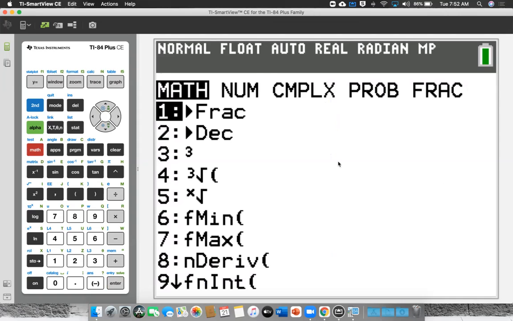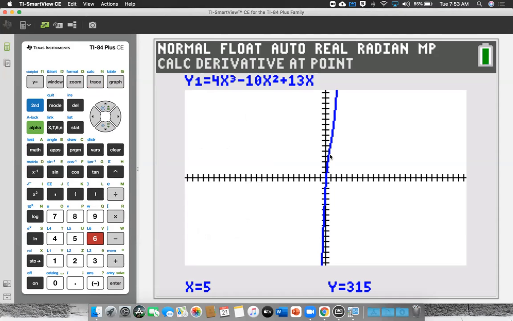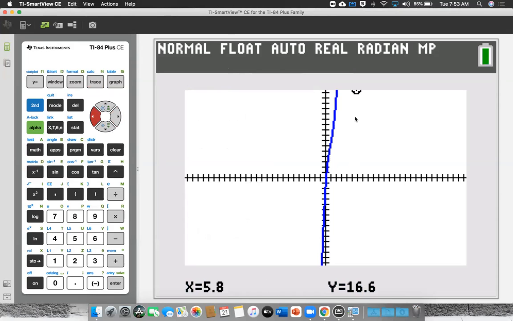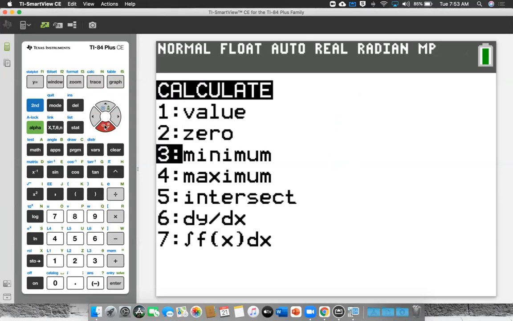Also, we skipped it, and since we're on it right now, we want to calculate dy/dx, the derivative at 1 point. If I want to calculate the derivative at 1 point, you scroll to that point, hit enter, and it gives you the derivative at that point.